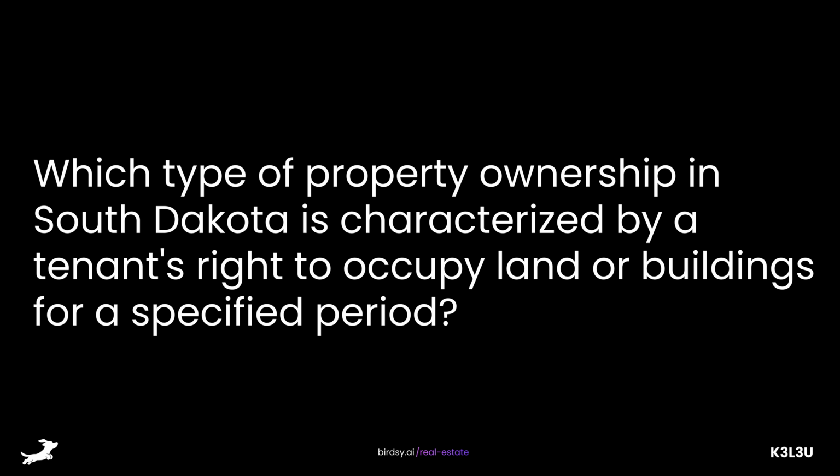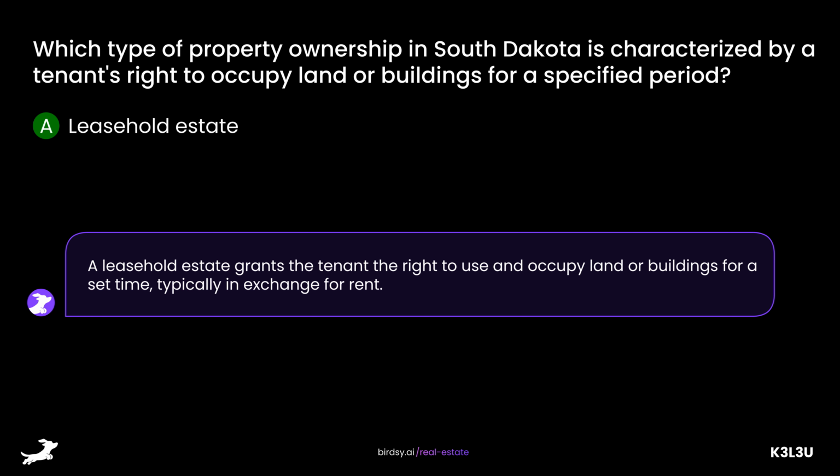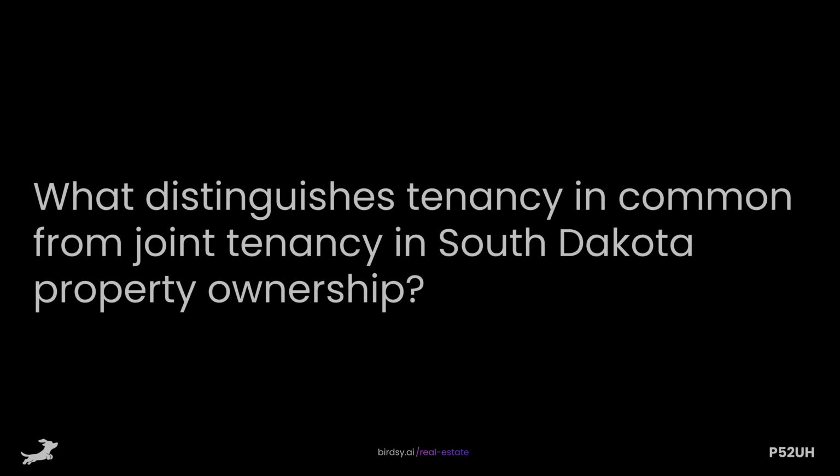Which type of property ownership in South Dakota is characterized by a tenant's right to occupy land or buildings for a specified period? Is it A, leasehold estate, B, fee simple, C, joint tenancy, or D, tenancy in common? The answer is A, leasehold estate. A leasehold estate grants the tenant the right to use and occupy land or buildings for a set time, typically in exchange for rent.